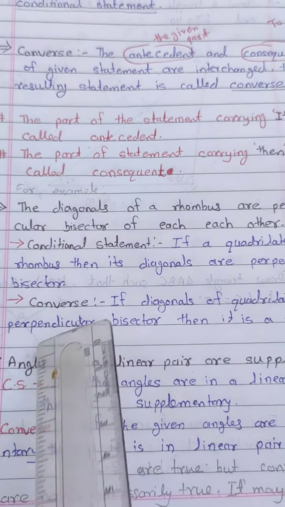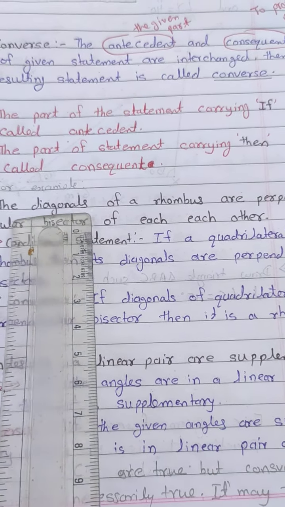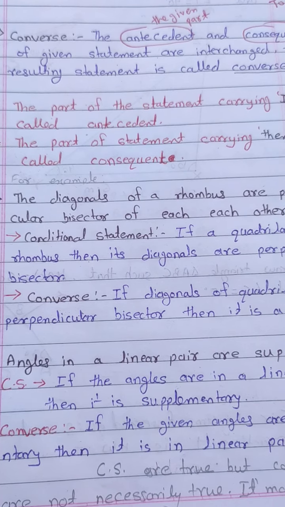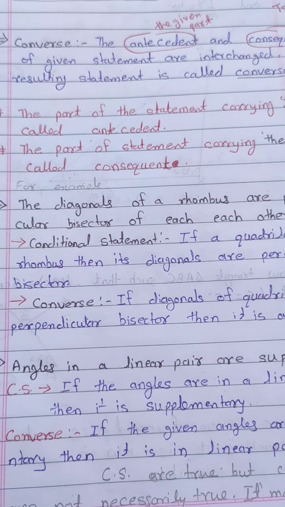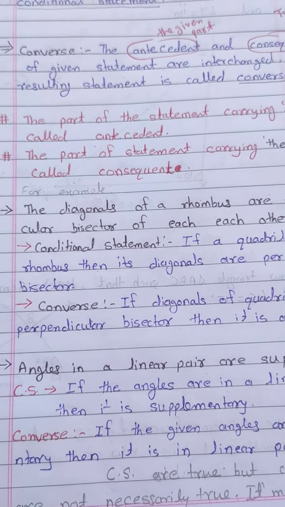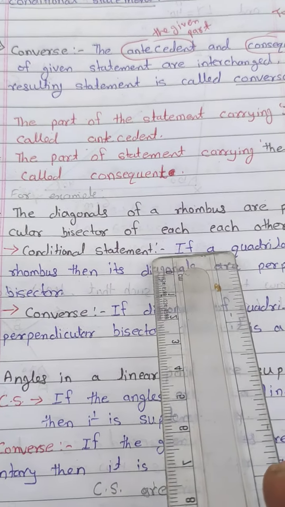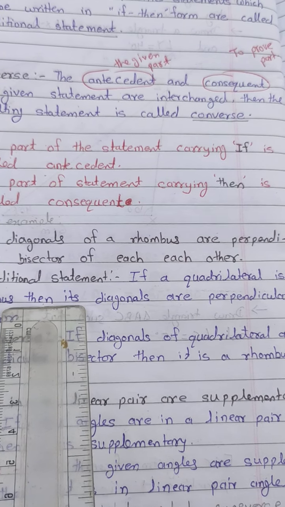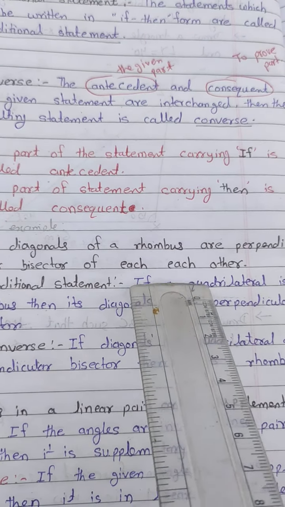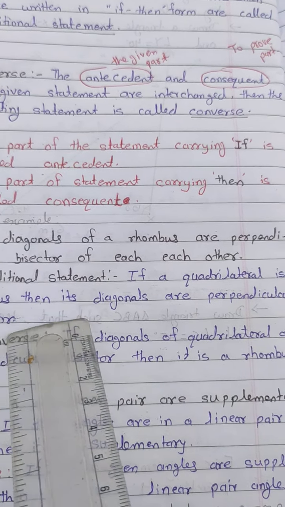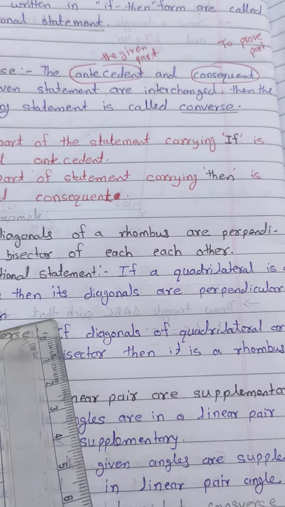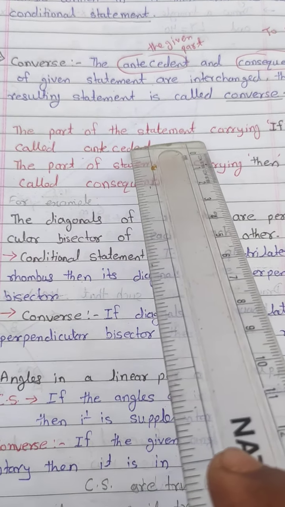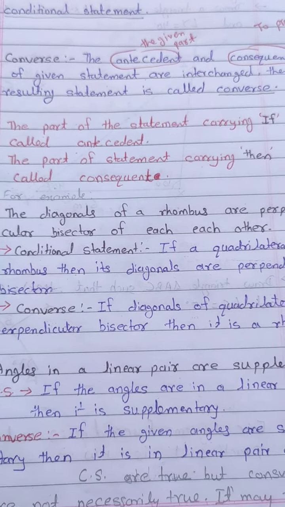For example, take this statement: the diagonals of a rhombus are perpendicular bisectors of each other. The question is to write this statement as a conditional statement and a converse statement. In a conditional statement we can write: if a quadrilateral is a rhombus, then its diagonals are perpendicular bisectors of each other.